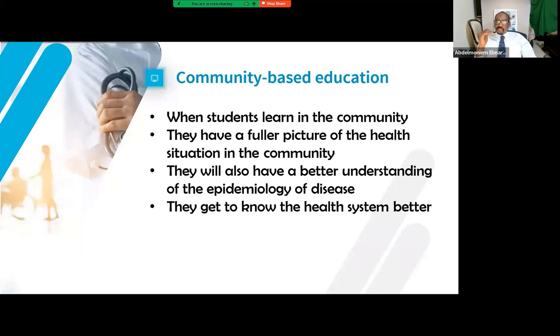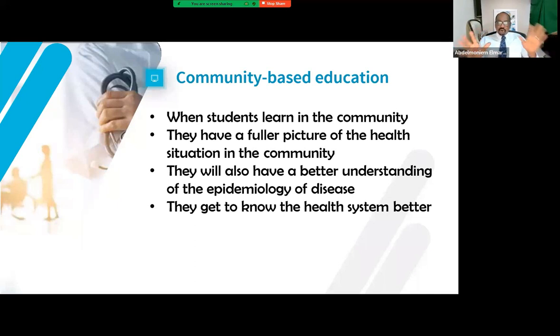So what is community-based education? It is when the students learn in the community. While community orientation means we are teaching and learning issues relevant to our community. This is community orientation. But there is an overlap. When you do community-based education, you address the issues in the community, and this becomes also community-oriented education. So this is when the students learn in the community.